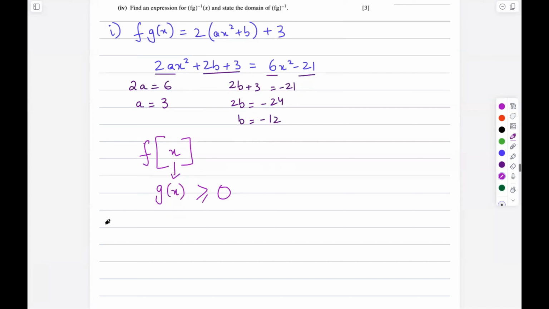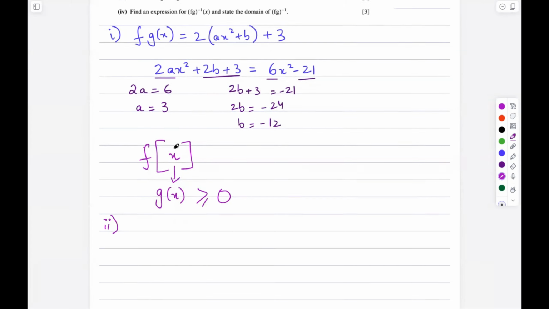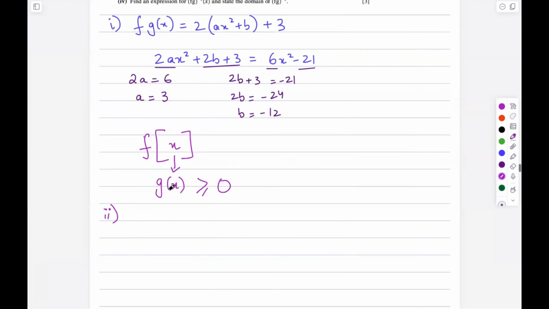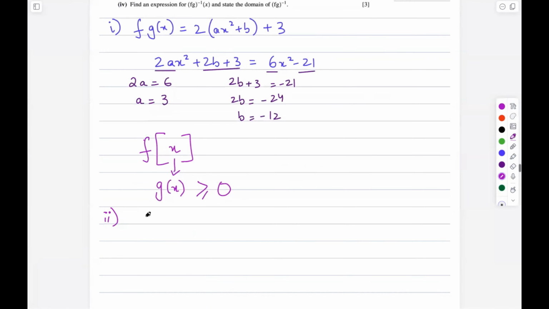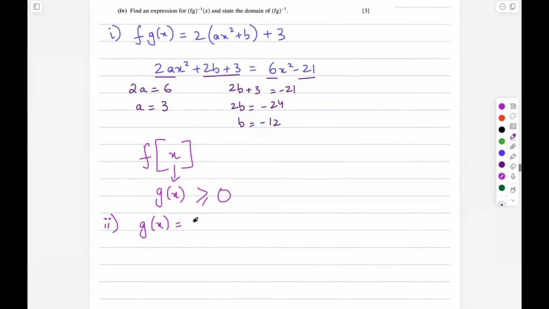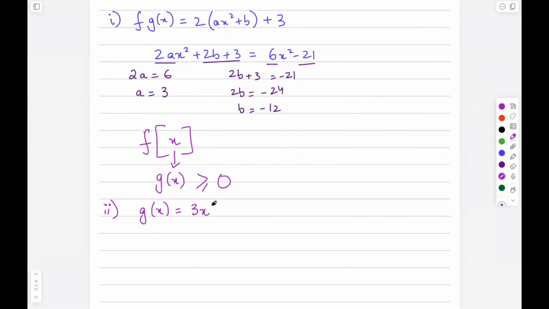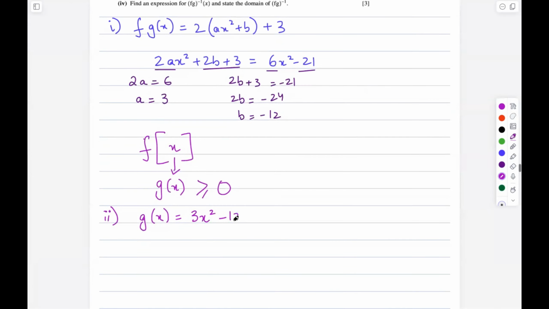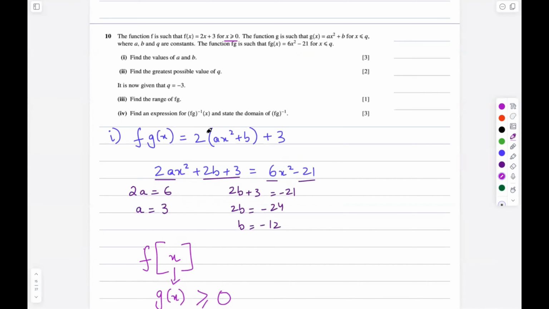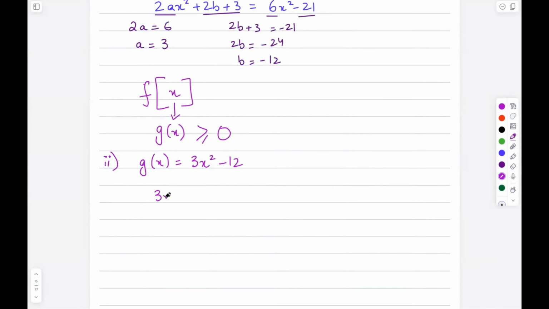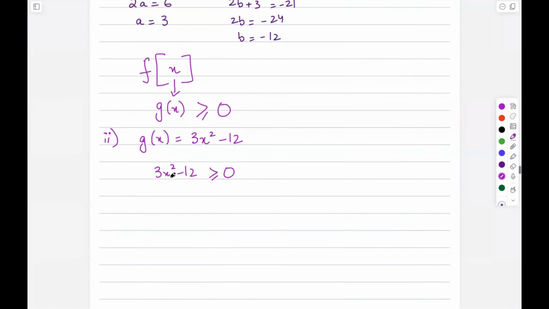So in part 2, as we know that in the g of x function, the value of a is 3 and b is minus 12. So we can write that g of x is equal to, in place of a, we can write 3, and this will be 3x squared minus 12. So to find the value of x, which is basically the value of q, we can write it as 3x squared minus 12 has to be greater than or equal to 0.